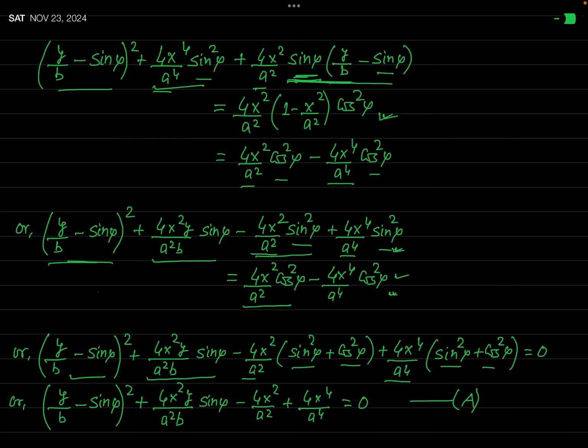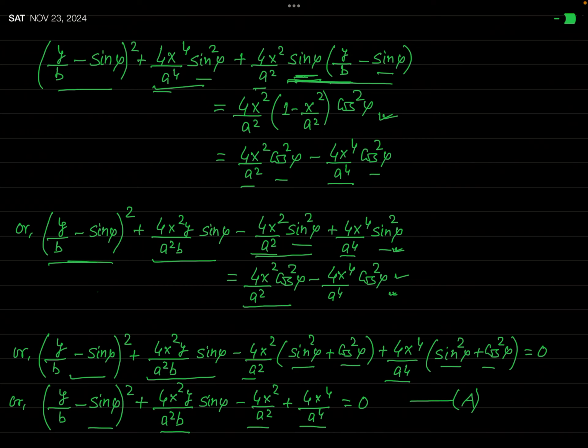So taking sine square phi plus cos square phi equal to 1, our result becomes y over b minus sine phi whole square plus 4x square y over a square b times sine phi minus 4x square over a square plus 4x4 over a4 equal to 0. Actually, this is the resulting equation of motion of the particle.